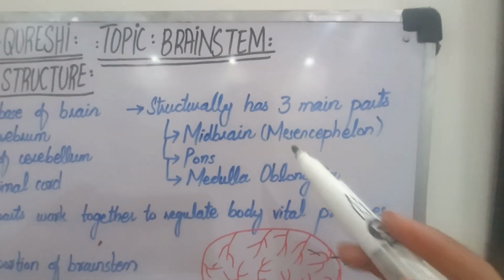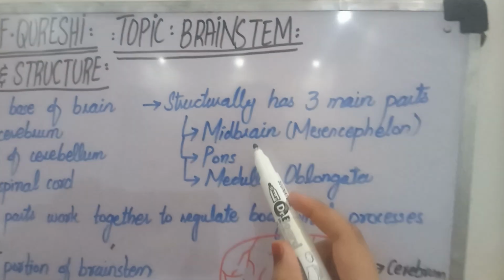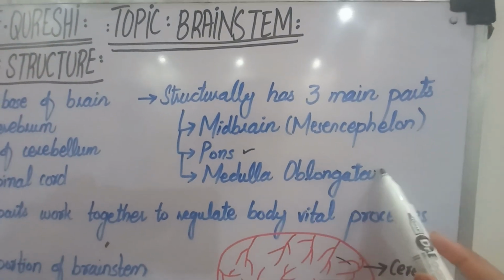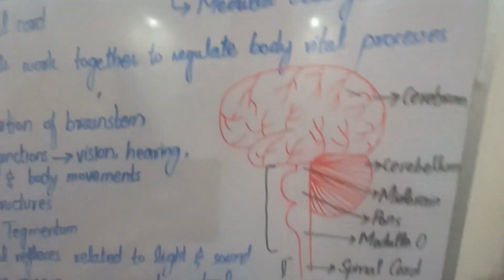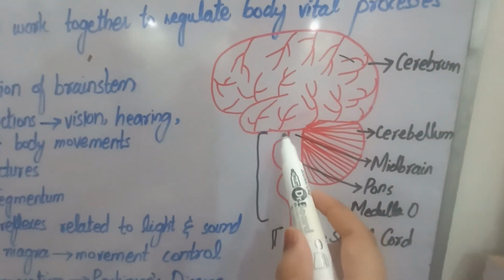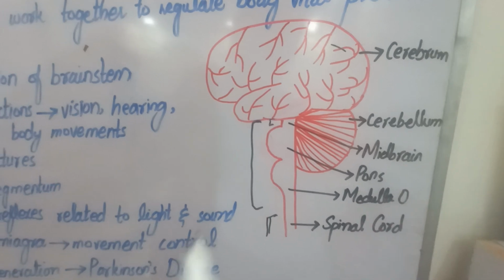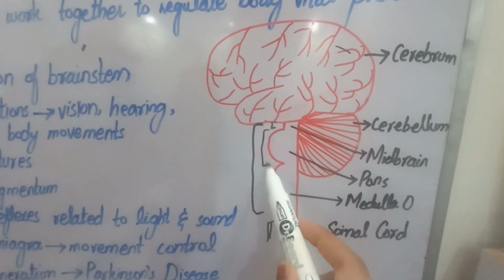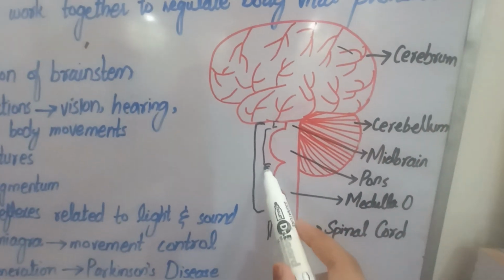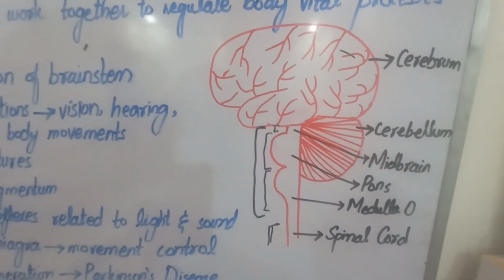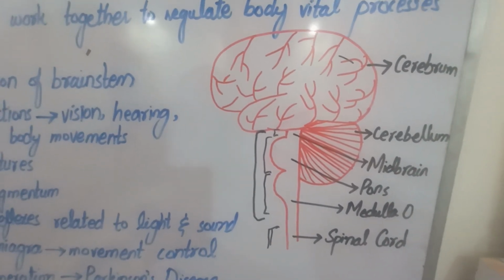So this mid area that is present below the cerebrum, in front of the cerebellum and above the spinal cord is the brainstem. Structurally, the brainstem has three main parts. First is the midbrain, second is the pons, and third is the medulla oblongata. In this diagram, this small area is showing the midbrain, then this area is showing the pons, and this area below the pons is the medulla oblongata. So these are the three main parts of the brainstem.